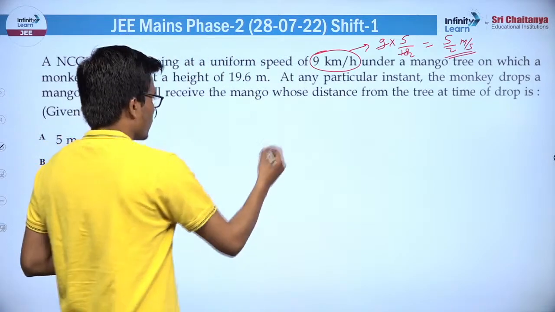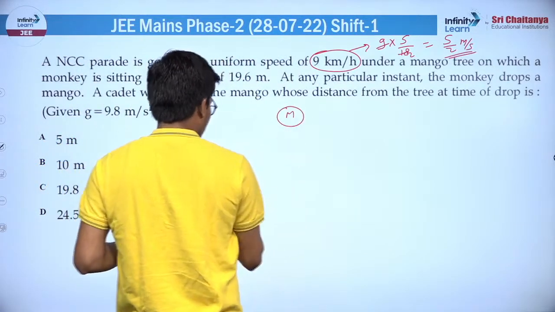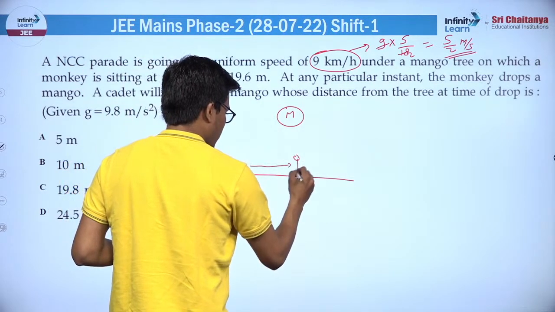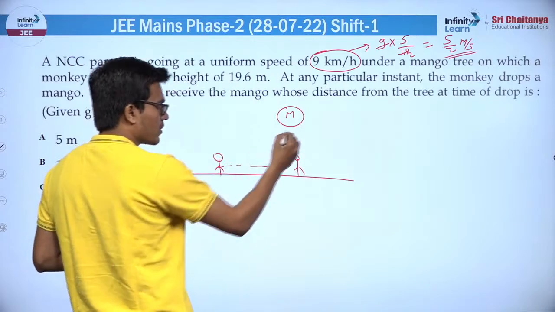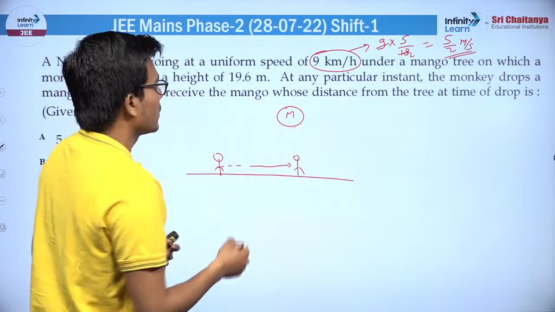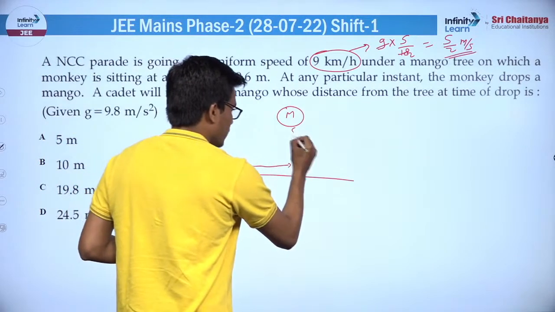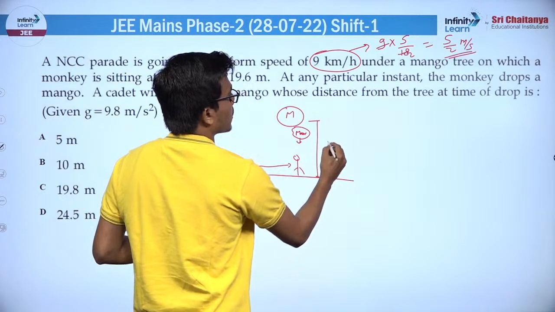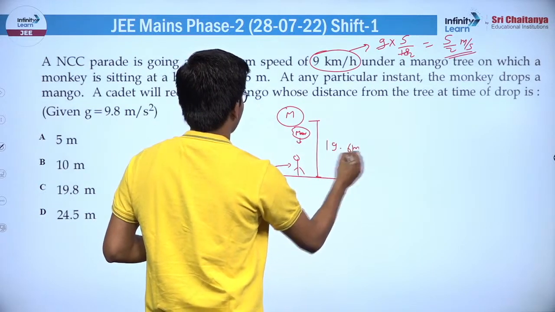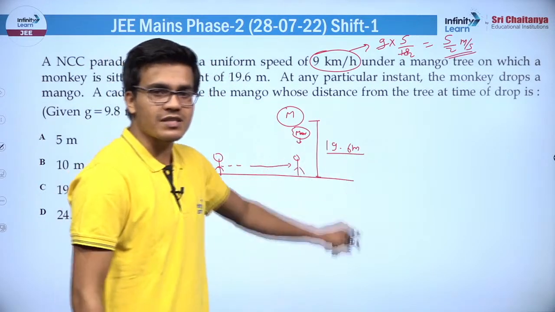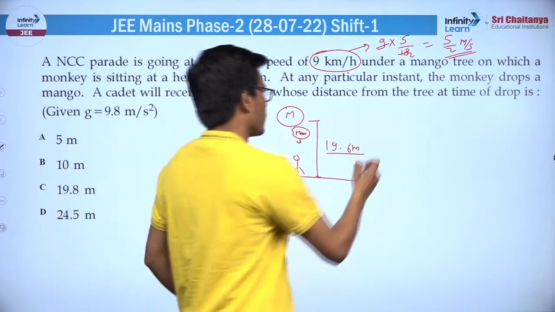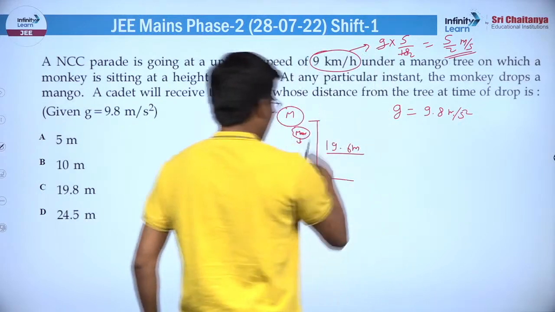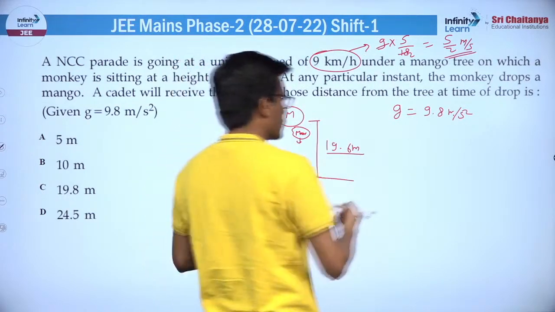Now, let's say there is a monkey here and there is a parade starting from here, and when the parade was here, the monkey drops a mango, right? Let's say there is a mango, it is dropped and the height given to you is 19.6 meter. So by reading 19.6 we get the idea that we have to take the value of g as 9.8 meter per second square. So can we calculate the time taken by this mango to reach the ground?